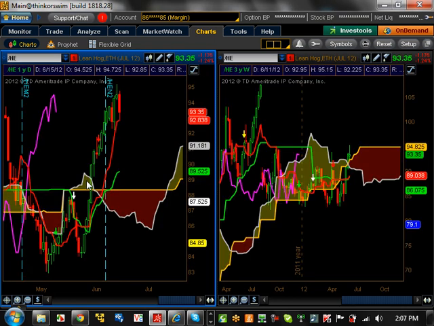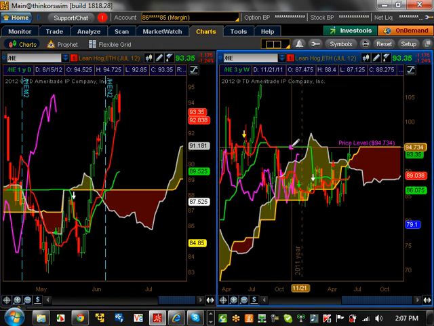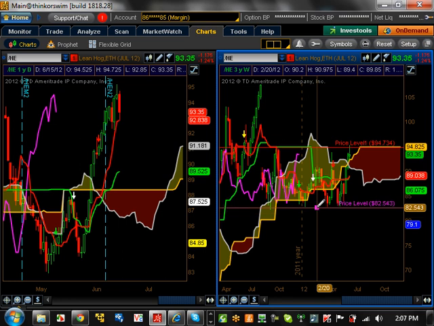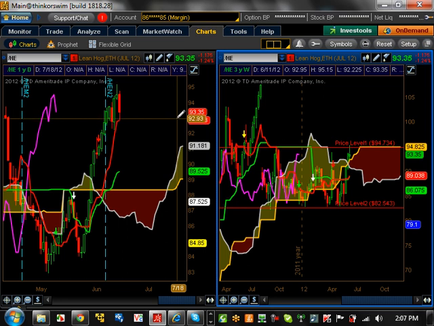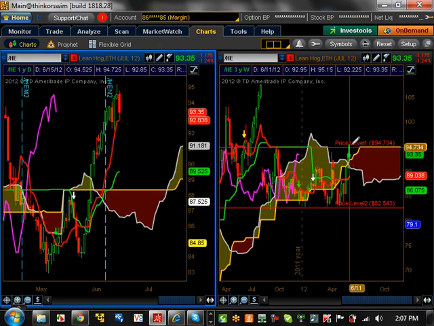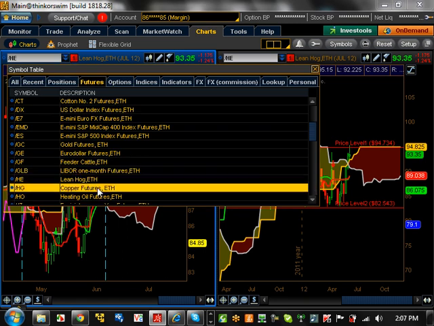Lean hogs, really nothing going on as far as the weekly is concerned. You've got a range here between 94.73 and support at 82.54. It looks like a bullish trend here, but all it did was get to the top of the range, so we're just bouncing back and forth until we break out of that range.